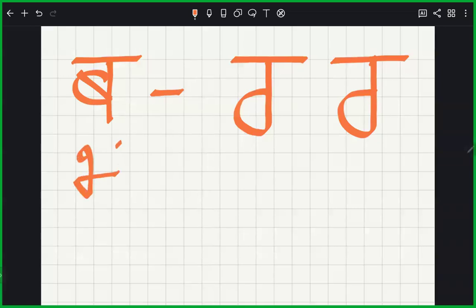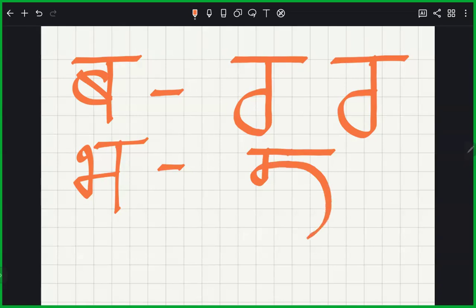Next we have is Bha. Now we are again coming across the similar shape that we discussed earlier. Now I'm not starting from the center, I'm moving my pen towards the left of the Shirorekha. And from here, I draw the stroke. Here I round it. This is Bha.